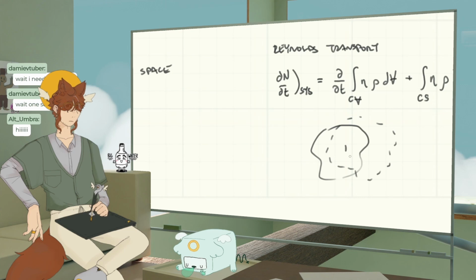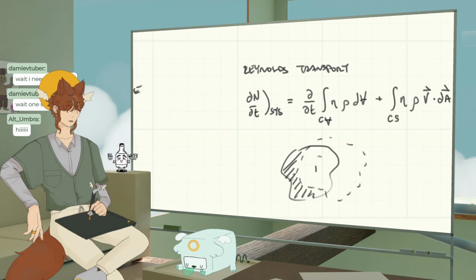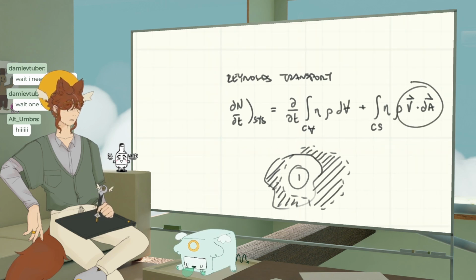You're going to end up with 3 sort of parts here. This first part is the space that it's left. This part is the same in both, and then this third part has to do with how fast that stuff is leaving. That's why we get that v·dA term, because that v is going to determine how fast the stuff is leaving.